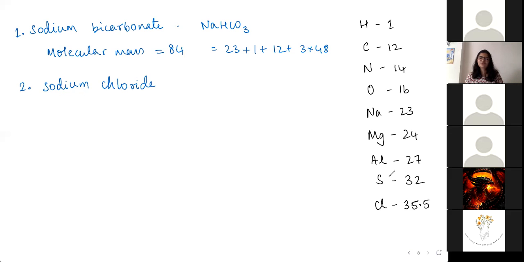Nanogram. No, it's much smaller than that. We're talking about number, right? It is nothing related to grams or kilograms. It's not micrograms. It's not nanograms. It's not kilograms. It's not picograms also.